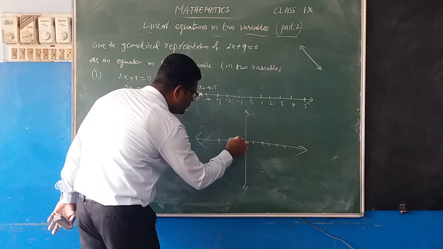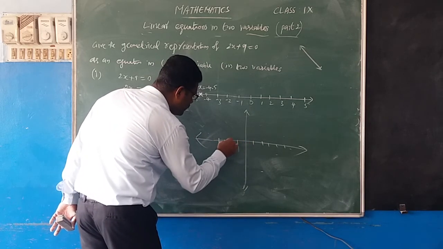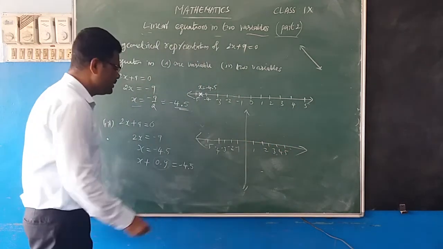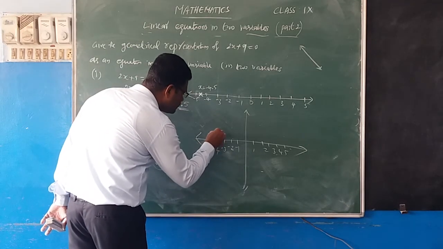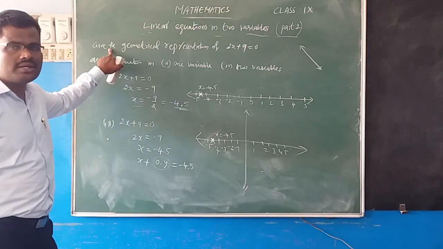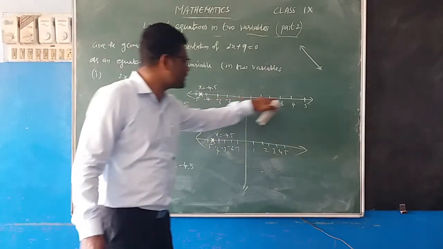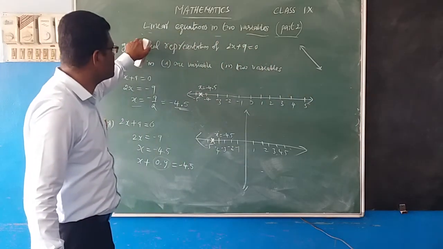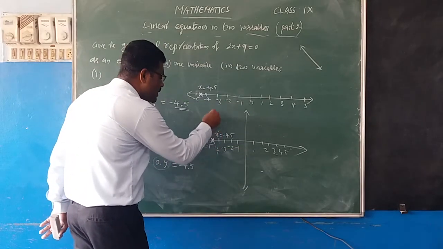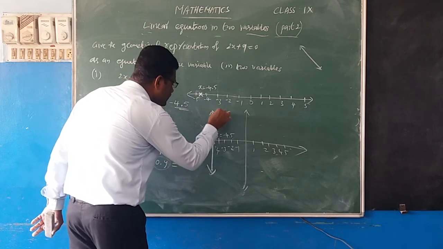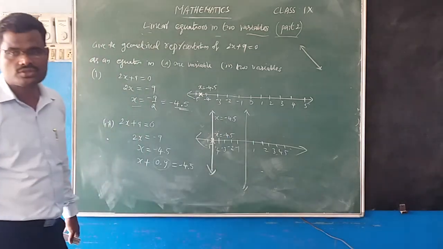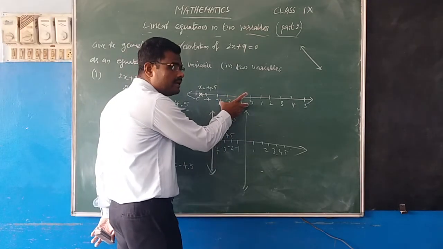Just now you have seen minus 1, minus 2, minus 3, minus 4, minus 5, and 1, 2, 3, 4, 5. Isn't it? This is minus 4.5. X is equal to minus 4.5. Give the geometrical representation in one variable means just draw a single line. Give the geometrical representation in two variables means draw the graph. If you draw a line like this, it indicates x is equal to minus 4.5. This is called two variables. If you draw only a single line, one variable.